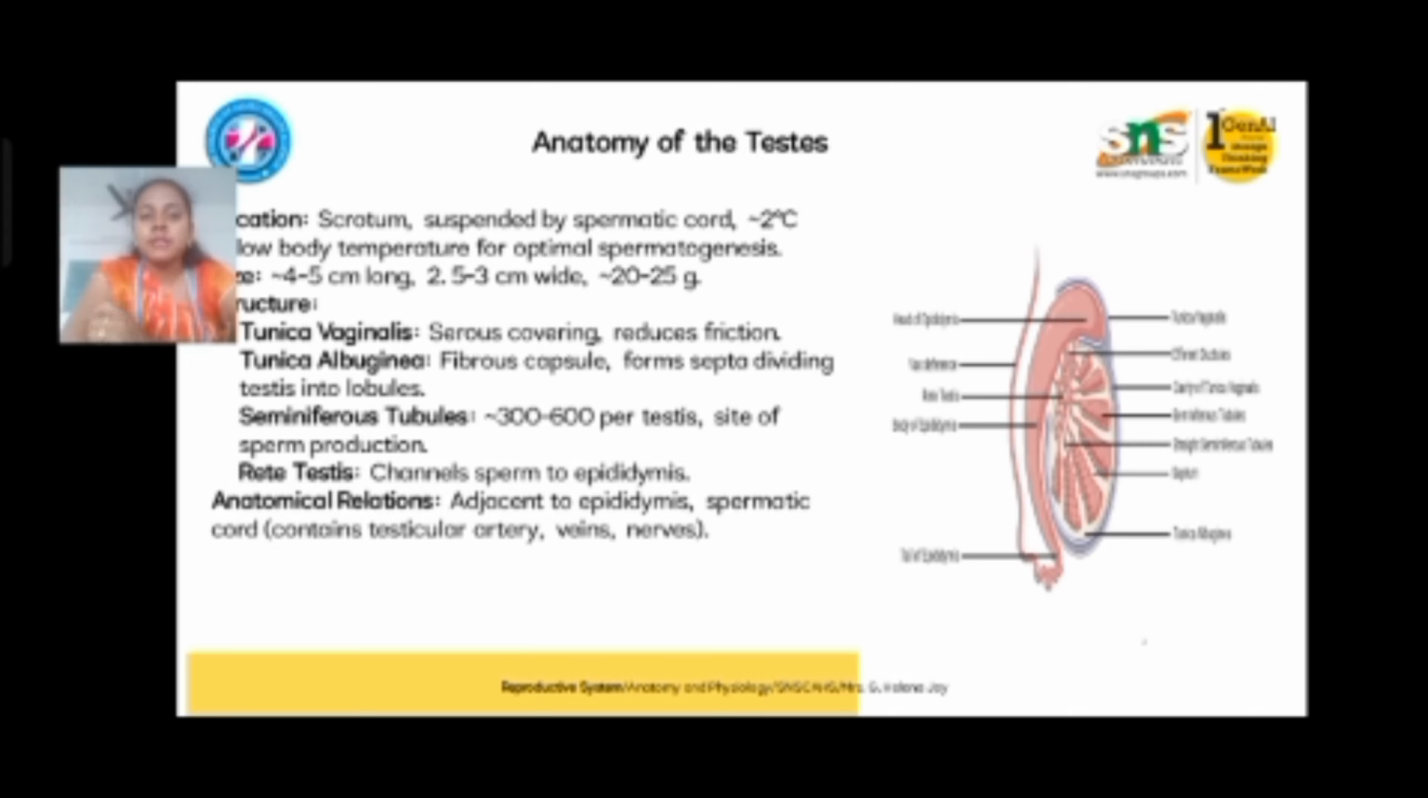The tunica vaginalis is a serous covering which reduces friction, and the tunica albuginea is a fibrous capsule which forms septa dividing the testis into lobules. The next thing is the seminiferous tubules, which are the site of sperm production. At that site only, the sperm will get produced. The anatomical relation is that it is adjacent to the epididymis and spermatic cord.